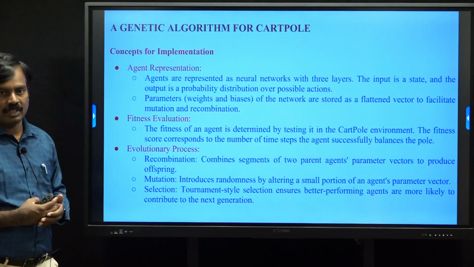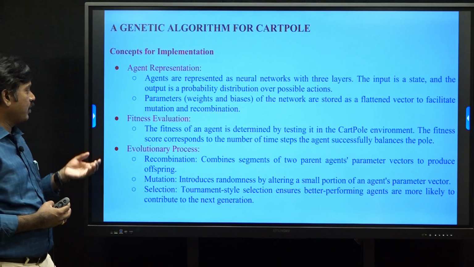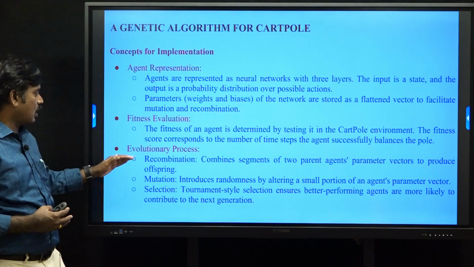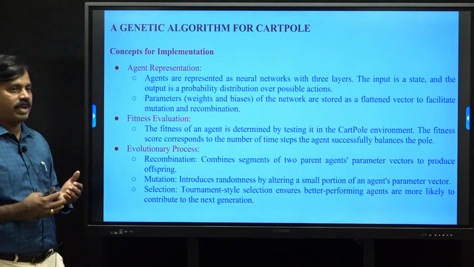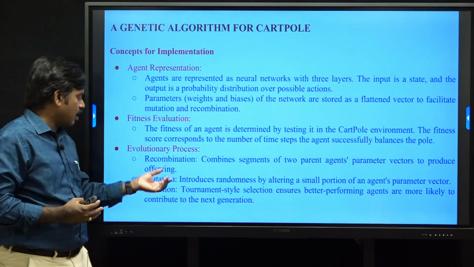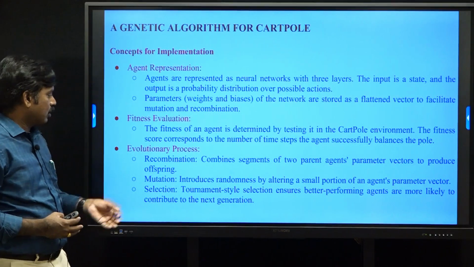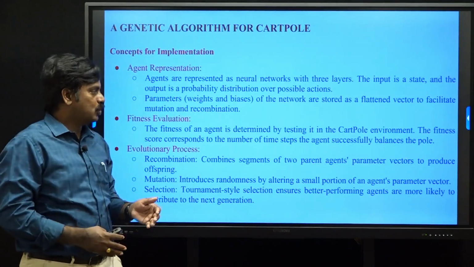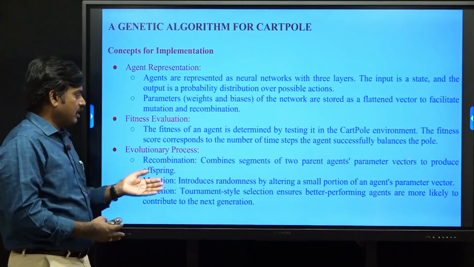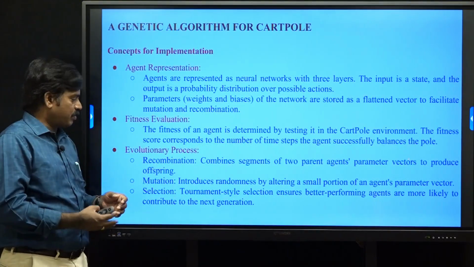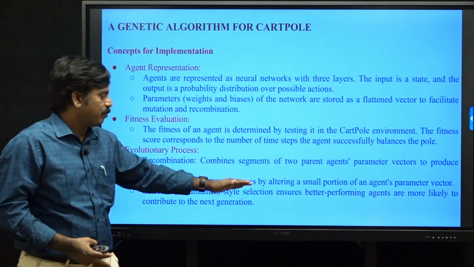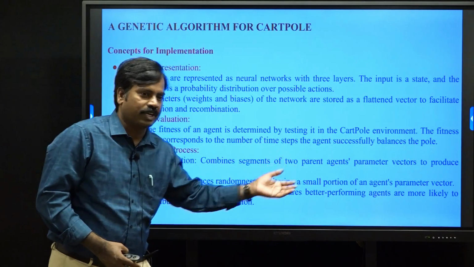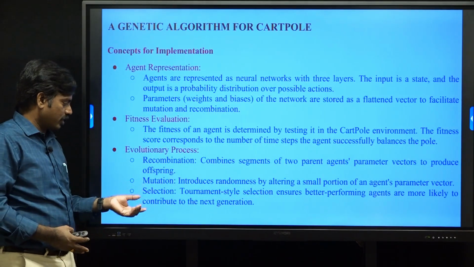For the fitness evaluation, the highest score means the highest fitness, and we select the best agents using the fitness score. Next, in the evolutionary process, we apply natural selection, either recombination, mutation or selection. Recombination means combining segments of two parent agents' parameter vectors to produce offspring. The mutation introduces randomness by altering a small portion of the agent's parameter vector to generate offspring. That is the mutation.